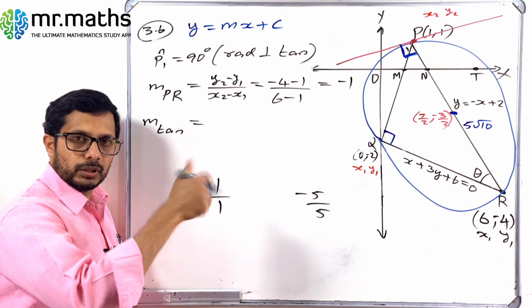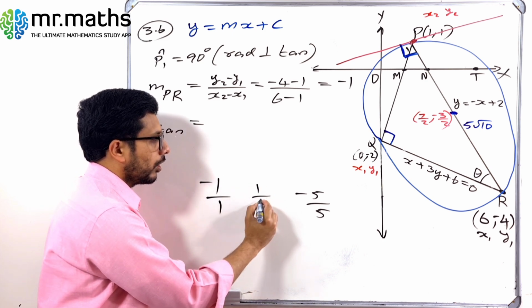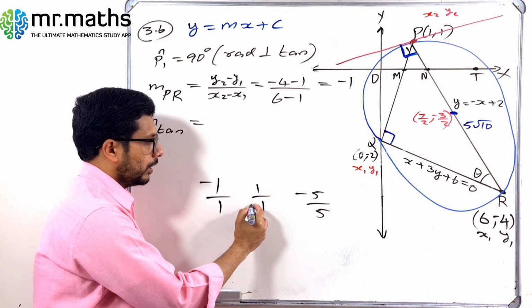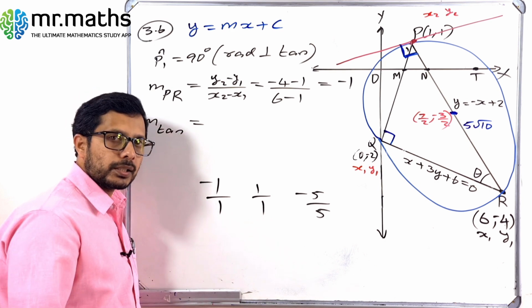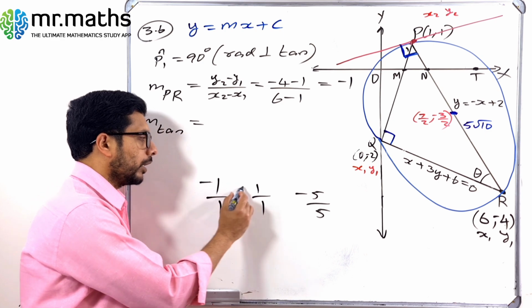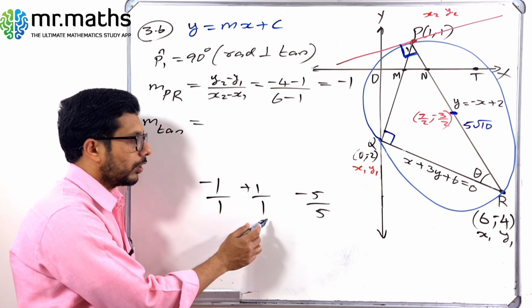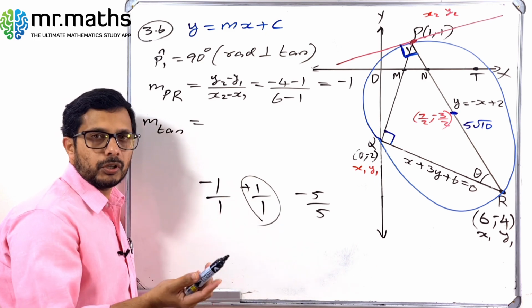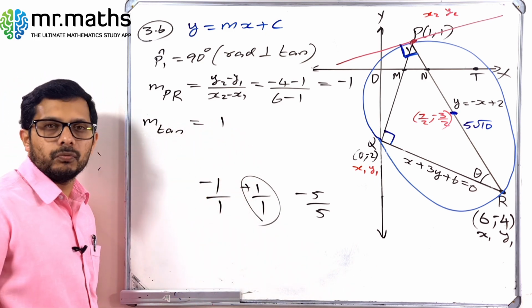I have to find the reciprocal, so 1 over minus 1, but at the same time you have to change the sign also. If here it is minus, here it is plus. So what is the gradient? Plus 1 over 1, that is 1. So the gradient of the tangent is 1.